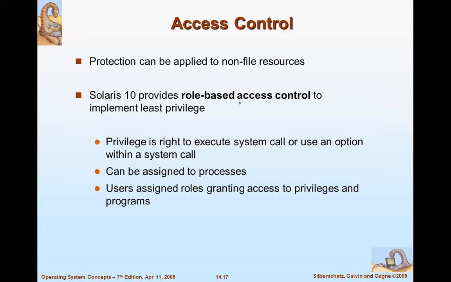So look at this. What is your role over here? As you know, either you are the chancellor, the provost, the dean, the chair, a faculty member, staff, or a student. So based on your role, you will have certain privileges. The privilege is the right to execute a system call or use an option within a system call, and it can be assigned to a process. Over here, let me explain it: within the UMKC university, you have different roles.